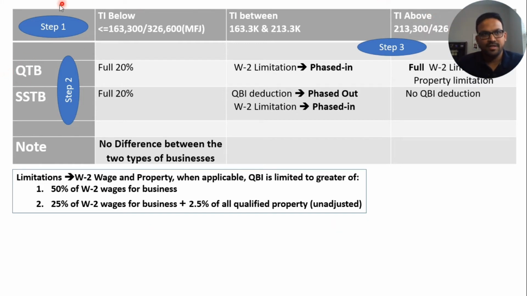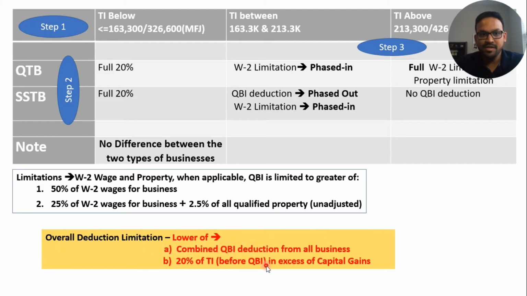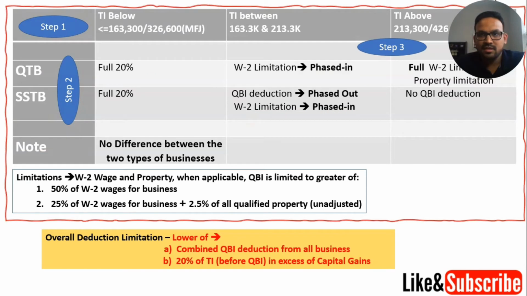And once you have calculated this QBI deduction based on this table and the criteria below, then the deduction will be limited to the overall limitation, which will be calculated as the lower of A, the combined QBI deduction from all businesses, which you will calculate here, and B, 20% of your total income. And this is on top of this limit, this table. So once you have calculated this number, you will compare it with 20% of your total income.